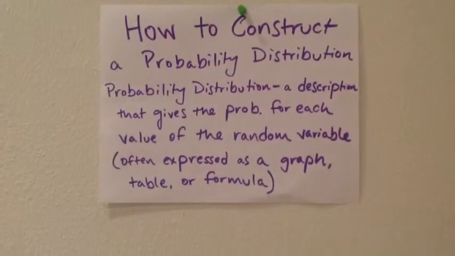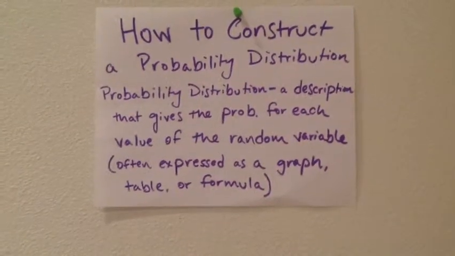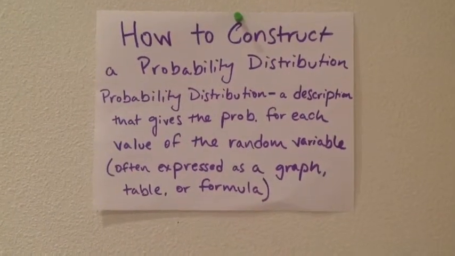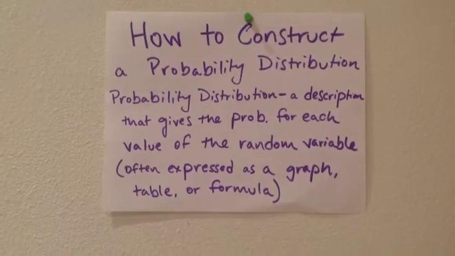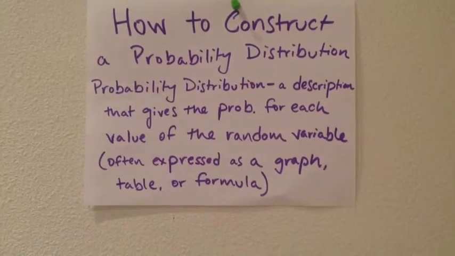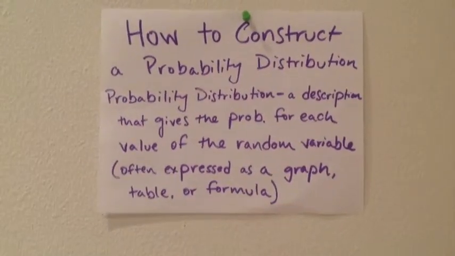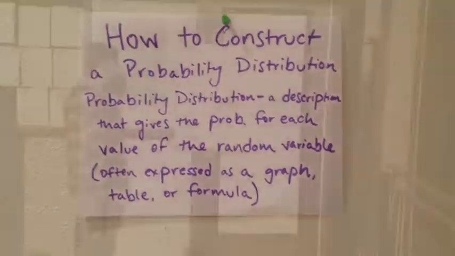How to construct a probability distribution with Chris. A probability distribution's definition is a description that gives the probability for each value of the random variable. It is often expressed as a graph, a table, or even a formula.